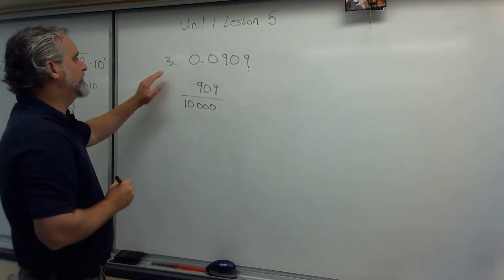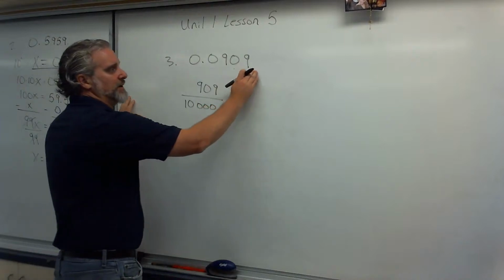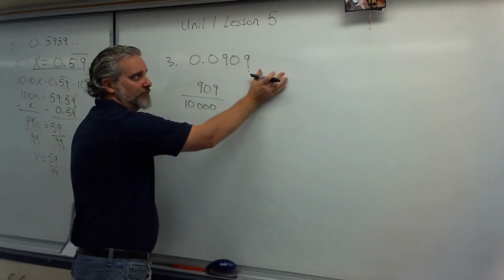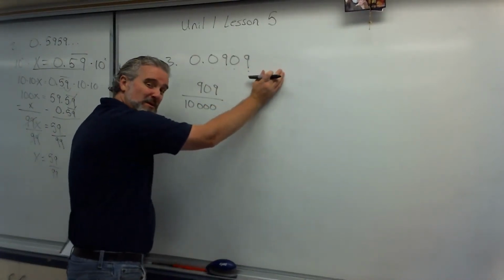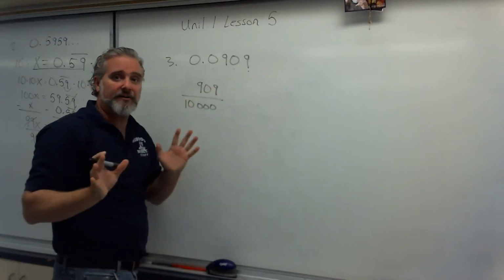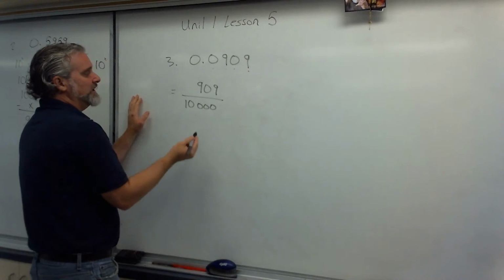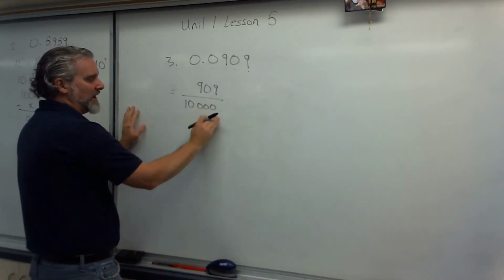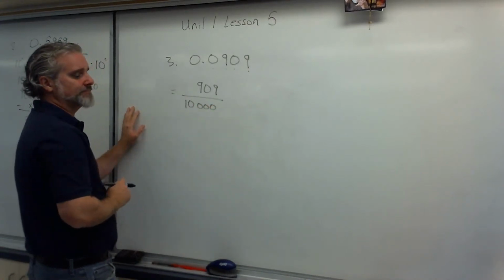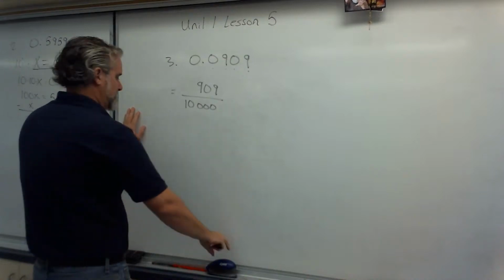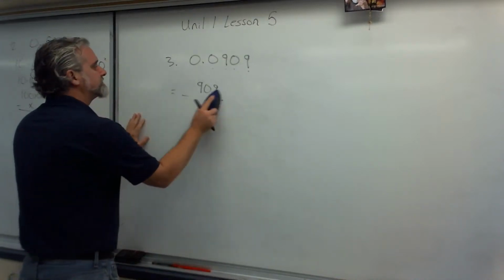So 0.0909, not repeating. You left off the dots out here, maybe on purpose, maybe by accident. I don't know. But this right here, converted to a fraction, equals 909 10,000ths. All right, moving on to the next one.